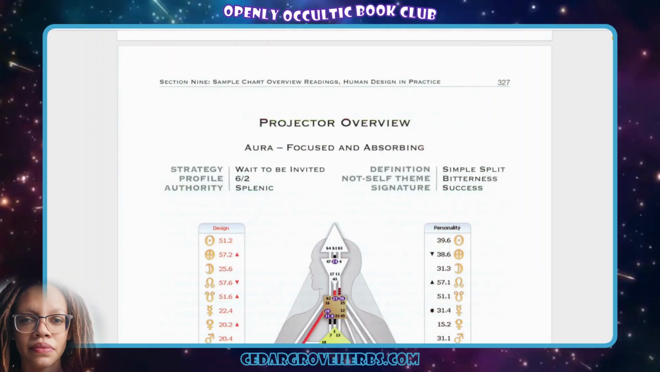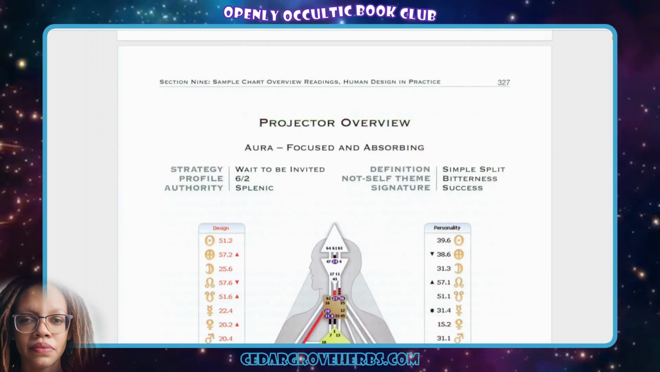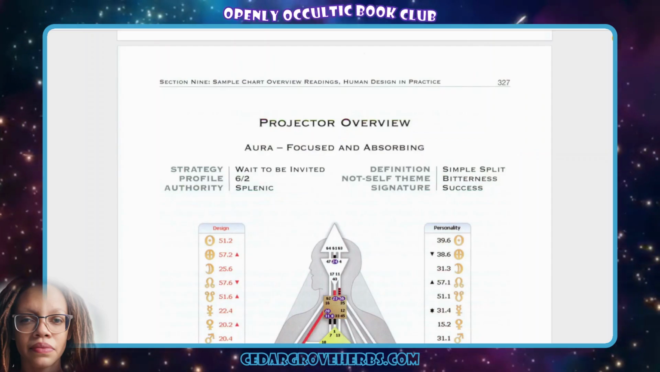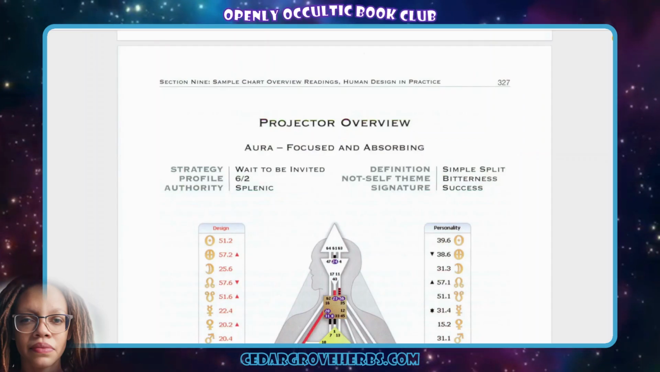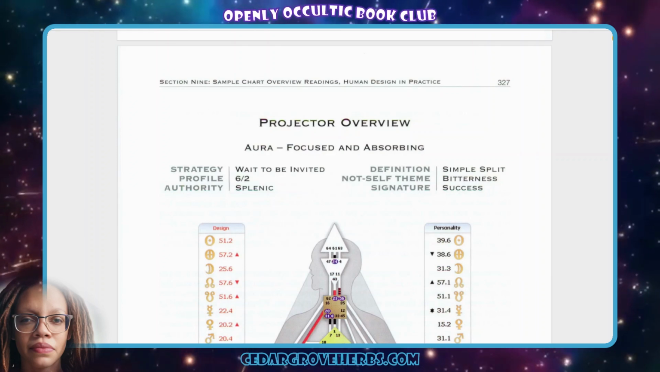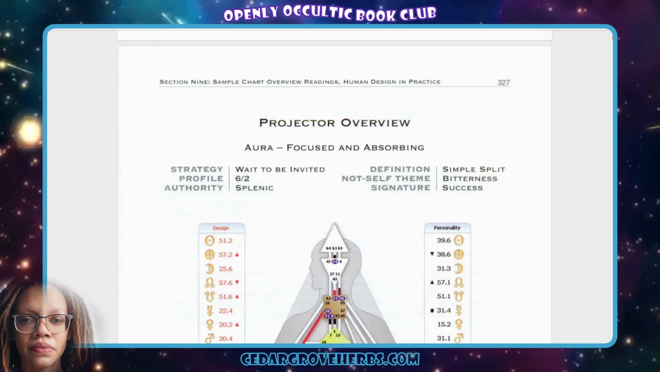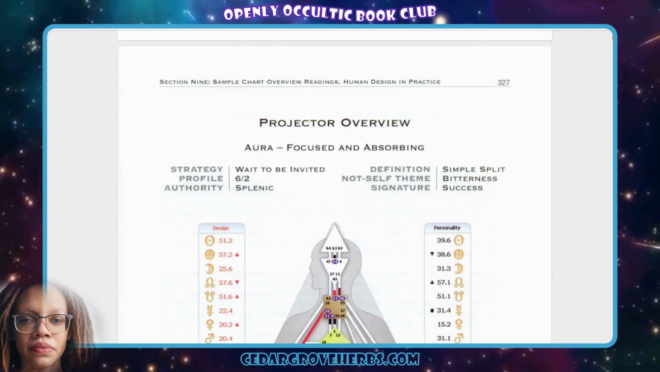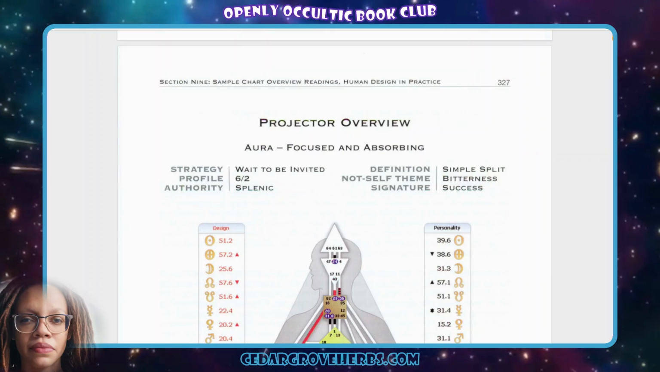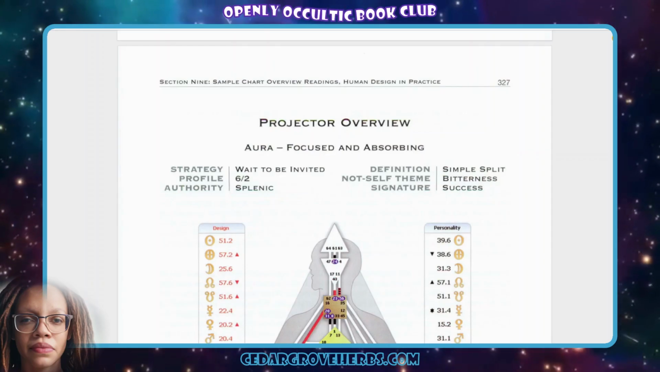Interesting for me, I've met a lot of Aquariuses that are projectors. I'm wondering if any other sign is a projector. Is there any other zodiac sign that's a projector? Any of you out there are projectors and you're not an Aquarius? Because every Aquarius I've met is a projector, and I find that interesting.